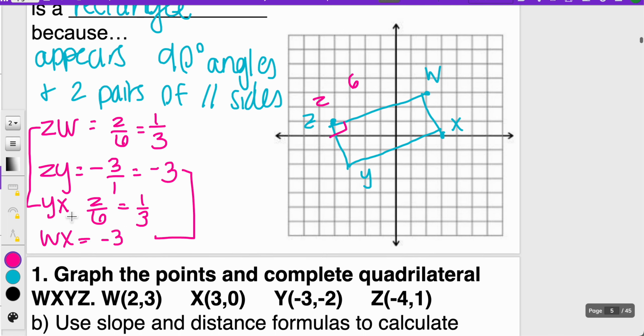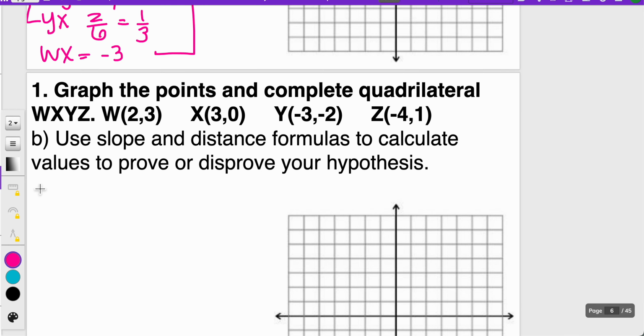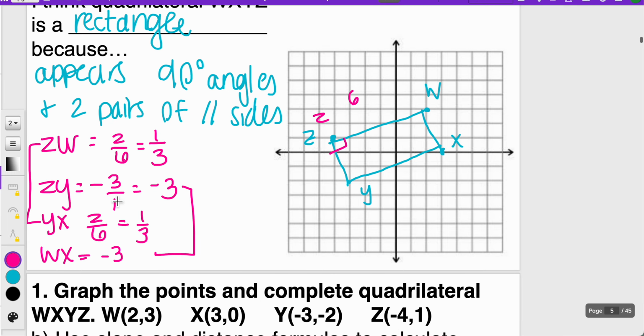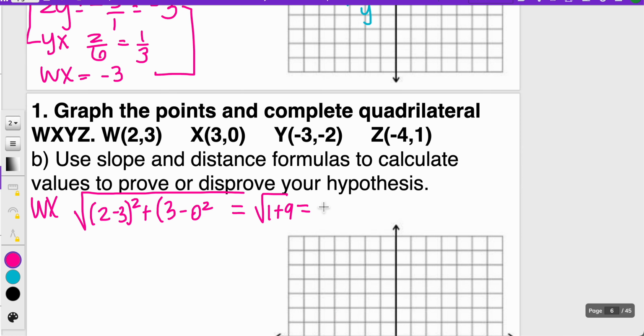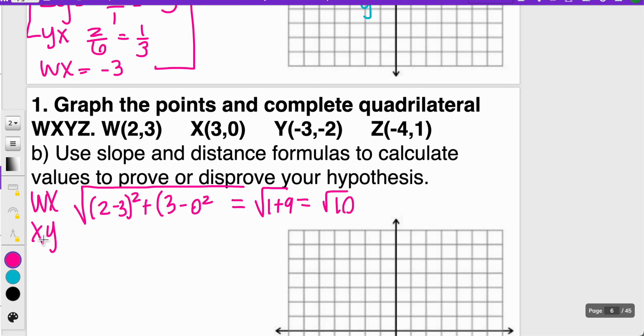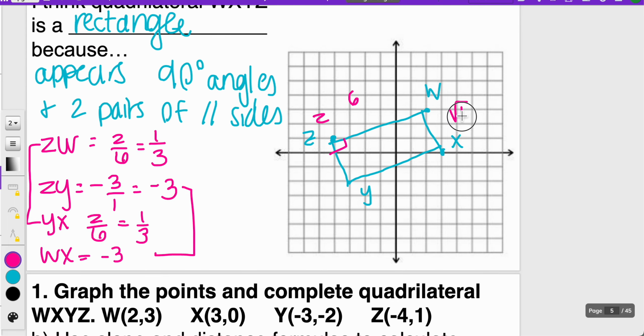So I'm going to come down here and make some more room. I'm going to start with WX and do from point W to point X. So I'm going to use my distance formula of 2 minus 3 squared plus 3 minus 0 squared. That's going to reduce to 1 plus 9, or the square root of 10. Okay. For XY, so here's square root 10.